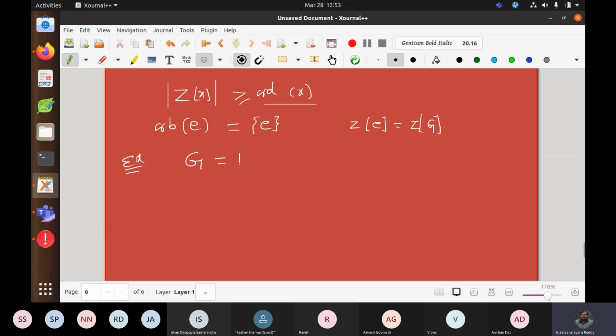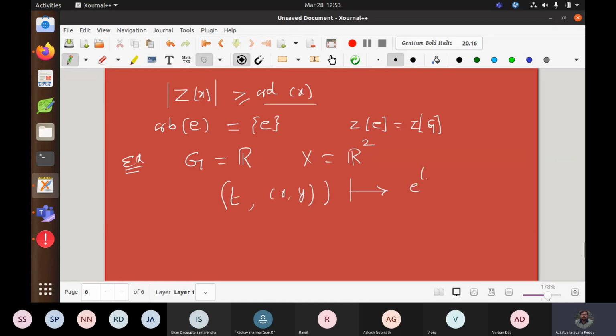Let G be equal to R. My group is R, and my X is in R squared. Now I need to tell the action, how it is acting. I take a real number T, and I hope you are also thinking about which operation R is a group with respect to. R is a group with respect to addition only. We need to think about all these things before we proceed.